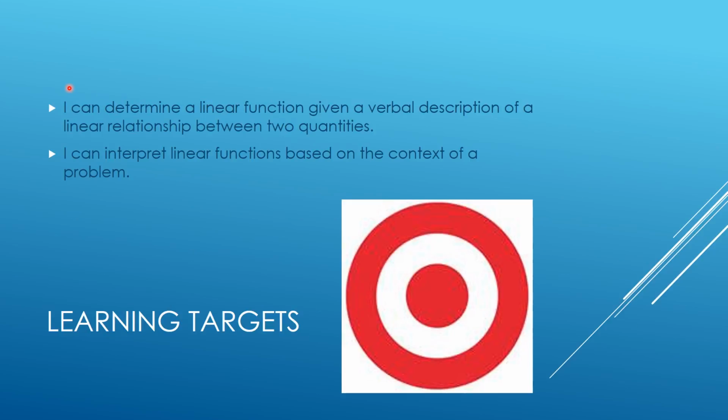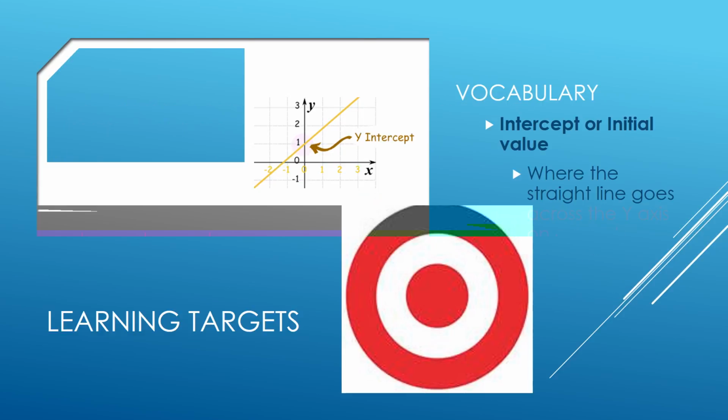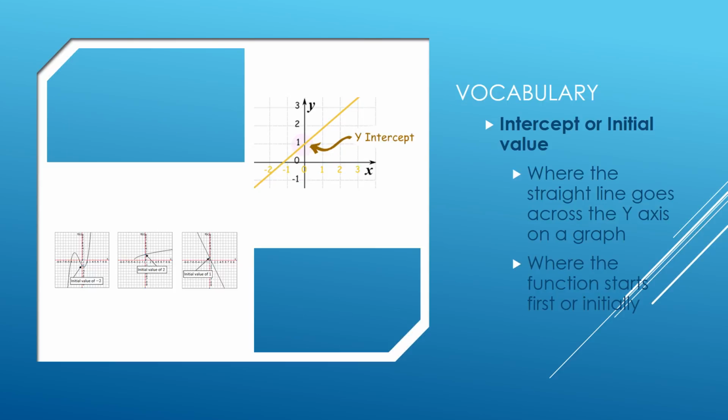So your learning target. I can determine a linear function given a verbal description of a linear relationship between two quantities. I can interpret linear functions based on the context of a problem. I know this sounds like a lot, but once we start getting into it and practicing, and you get into your lesson in class, it'll seem a lot easier. Let's start with our vocabulary.